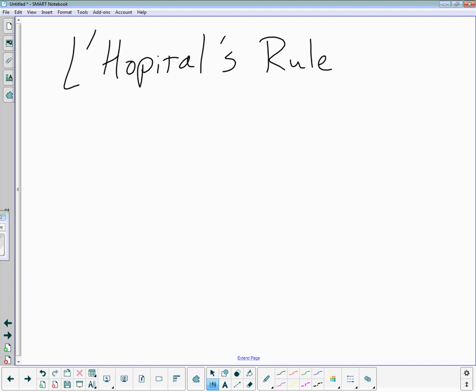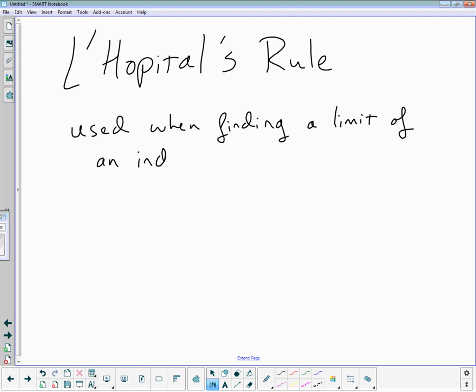L'Hopital's rule is used when you're finding a limit of an indeterminate form. Now there are many indeterminate forms, but the one that L'Hopital's addresses is when you're dealing with a ratio.